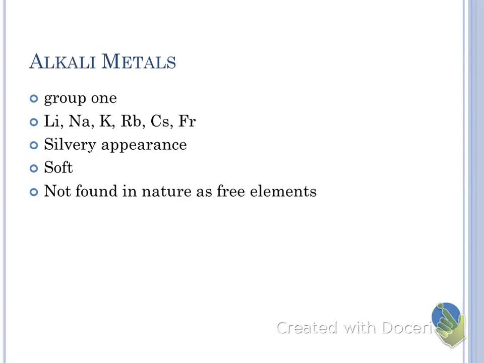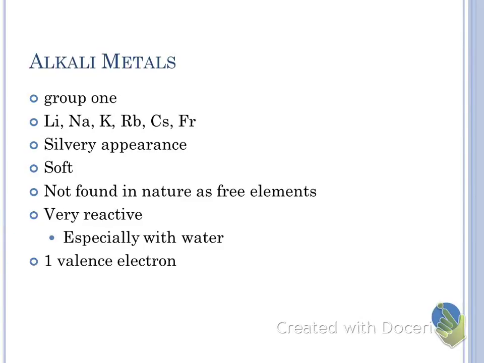A valence electron is an outer shell electron, so I'm going to put that up here. They have one valence electron. Valence electrons are electrons in the outermost shell of an atom. Is that ringing bells a little bit more now? The outermost shell of an atom contains valence electrons.